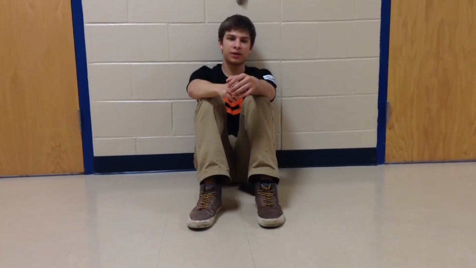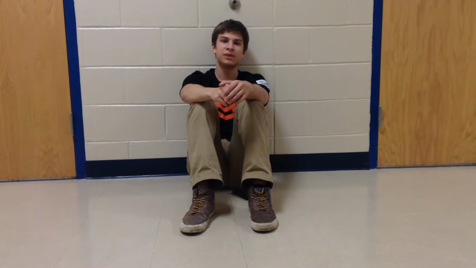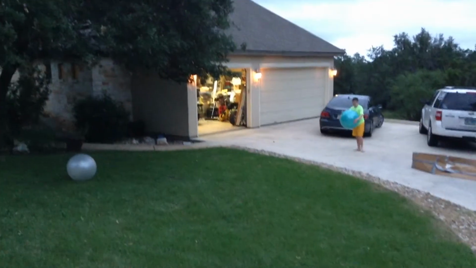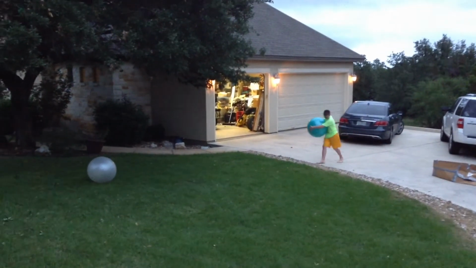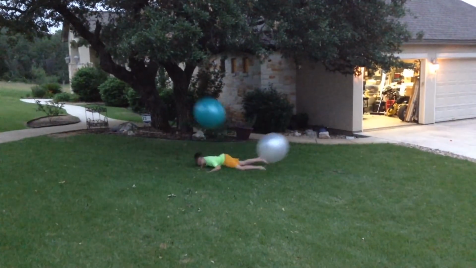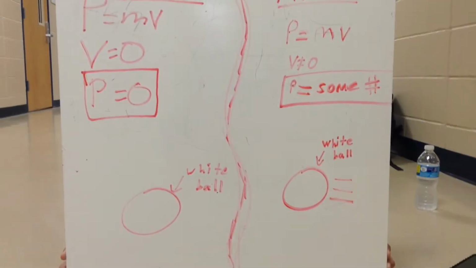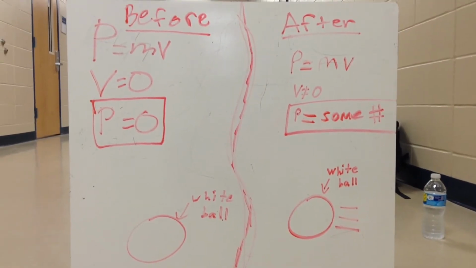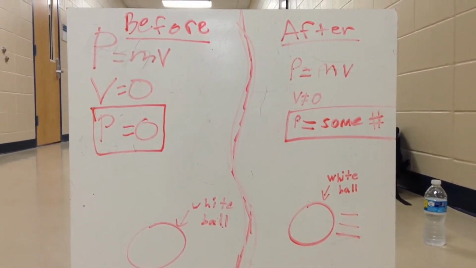First, we will explain why there needs to be no external forces for momentum to be conserved. As you can see, the white ball was initially at rest, and after an external force was applied, it gained momentum.